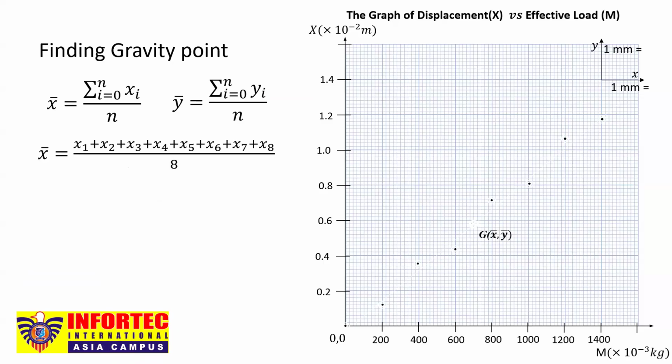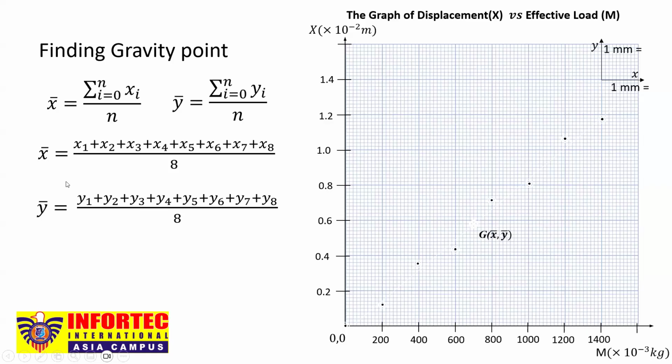Balance point of the graph. Then how do we find the gravity point? You can see in the x-axis, add all the x data. In here, the x-axis is mass, right? Then you can add all the masses and divide by how many readings there are. x1 to x8, I'm dividing by 8 readings here, and find the mean value of the x-axis.